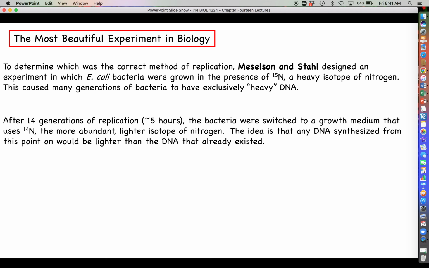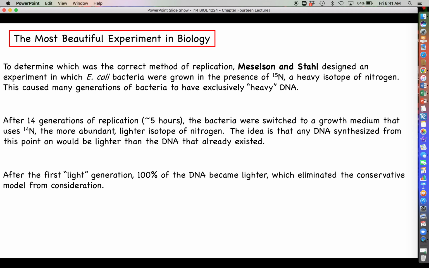So newly synthesized DNA is now going to have N14. So we should be able to distinguish between these three different methods of replication based on the dynamics of how nitrogen 15 and nitrogen 14 work together between the new and the old strands. What they actually saw is that after the first light generation, so after the 15th generation, 100% of the DNA became lighter than it was before.